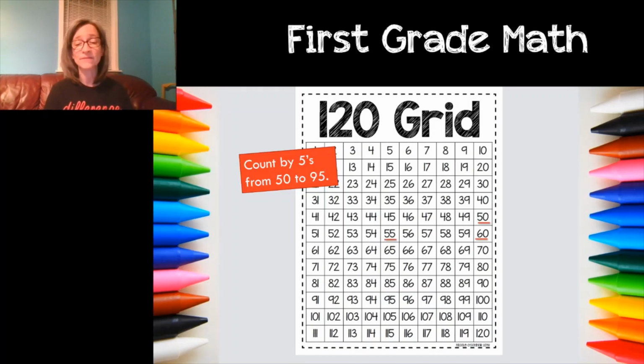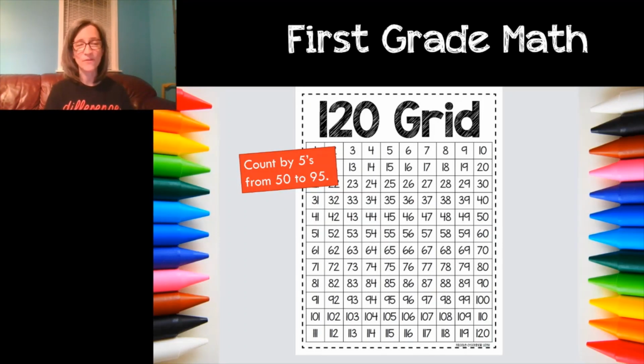50, 55, 60, 65, 70, 75, 80, 85, 90, 95. And also, you can count getting 5 less each time. Let's count backward by fives from 95 back to 50. 95, 90, 85, 80, 75, 70, 65, 60, 55, 50.